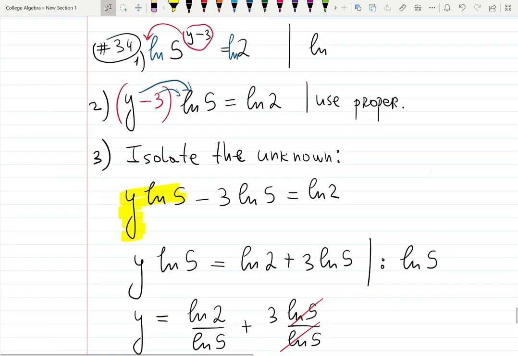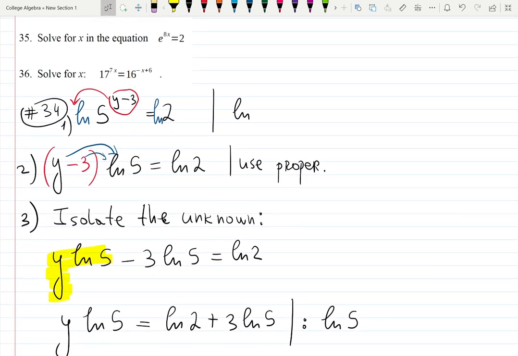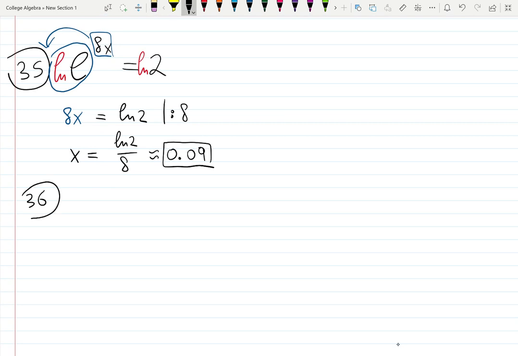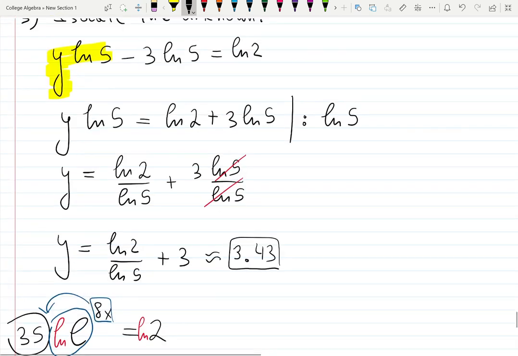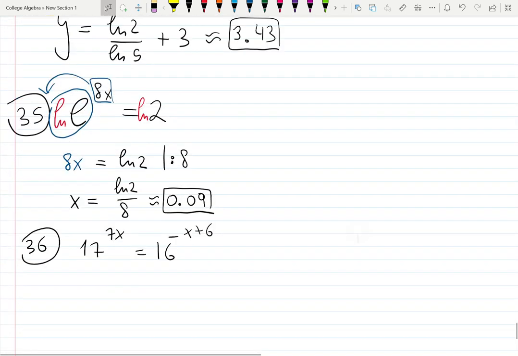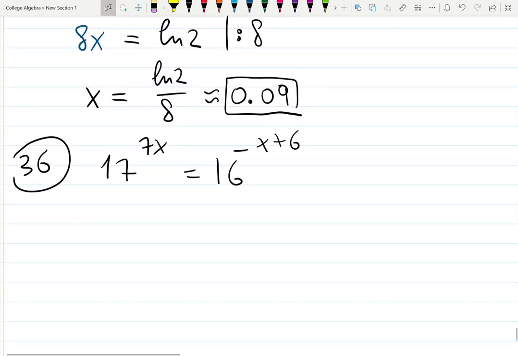The third example, which is number 36. 17 to the 7x equals 16 to the minus x plus 6. Okay, perfect. The idea is the same. Let's just repeat what I did before.